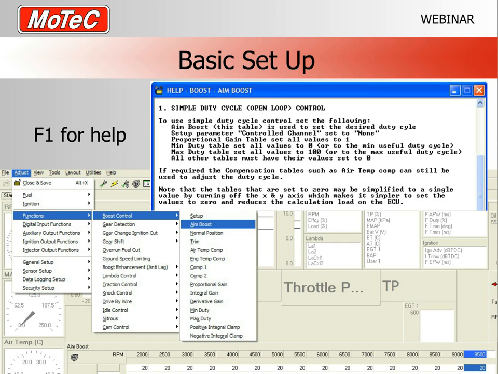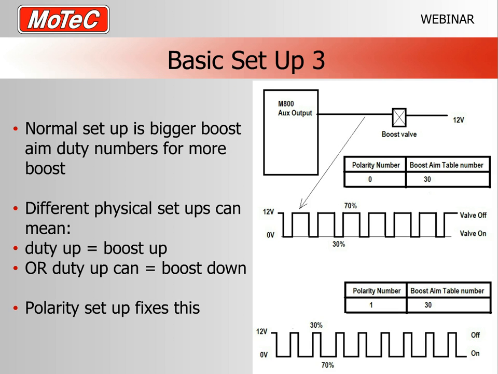So this is what we're looking for, and if we get our polarities and everything set up right, basically a bigger number here should mean more boost. If you find that a bigger number is making less boost, then you've got the polarity wrong in the setup. As I said earlier, different physical setups can mean duty up equals boost up, or duty up can equal boost down, and the polarity fixes that. You can see how that changes: 30% on one system is 30% on, and 30% on another setting means 30% off. If you're not confused now, just wait.